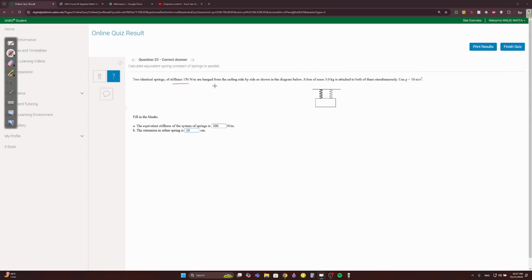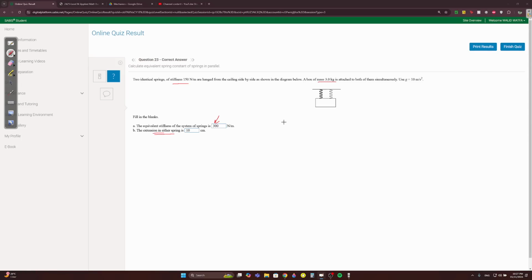Two identical springs of stiffness 150 newton per meter are hung from the ceiling side by side. A box of mass 3 kilograms is attached to both of them simultaneously. Use g equals 10. The equivalent stiffness of the system. Of course, if you have two 150s, what's the stiffness going to be? 300. The extension in either spring. Let's now see, they want the extension.